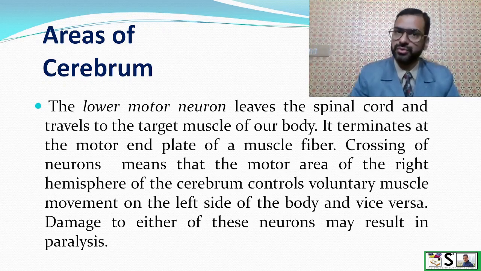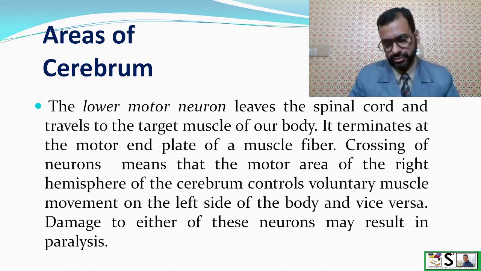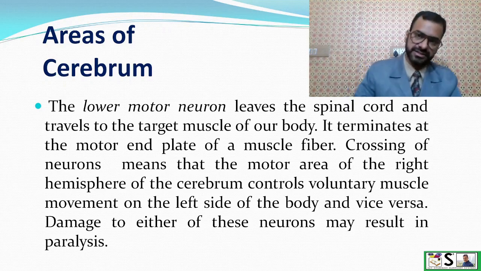The crossing of neurons means the motor area of right hemisphere of the cerebrum controls voluntary muscle movement of the left side of the body and vice versa. Damage to either of these neurons, upper or lower, may result in paralysis.